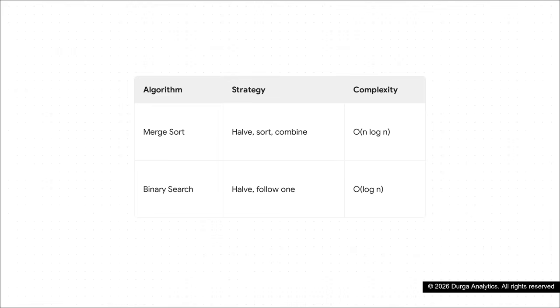Binary search is even leaner. It halves the data, but only bothers to follow the side that can actually contain the target. There's nothing to even combine. It just takes log n steps. Divide and conquer is the absolute secret sauce that takes incredibly inefficient O of n squared approaches and drops them down into highly efficient, scalable complexity classes.